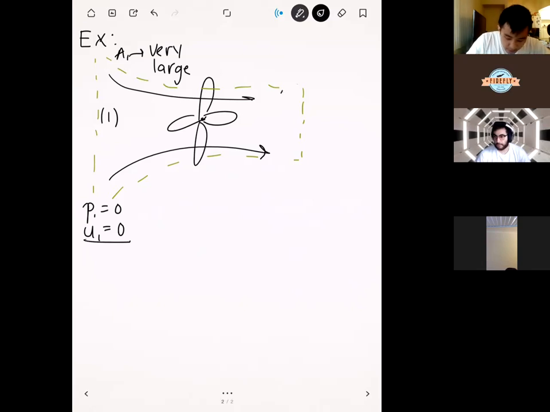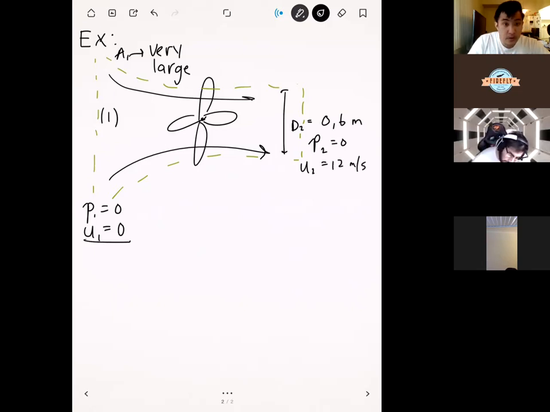At the outlet, we have a diameter, so D2 is equal to 0.6 meters. P2 is going to be 0, and U2 is going to be 12 meters per second.